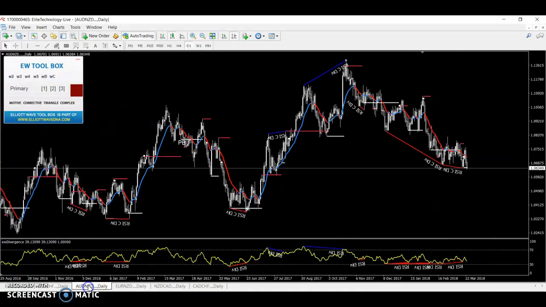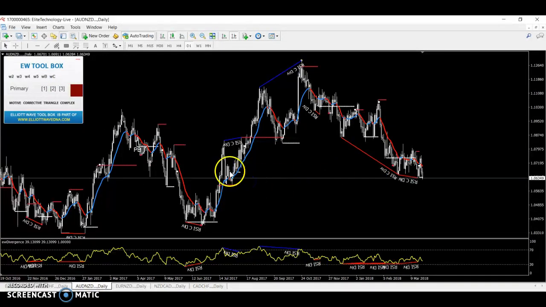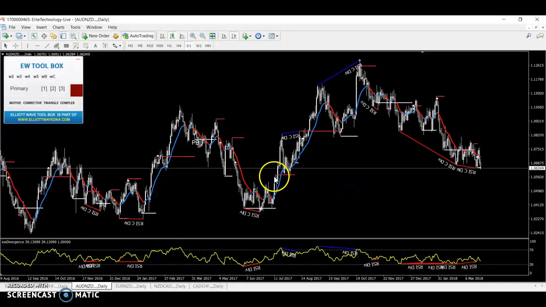Moving on to the next pair, that'd be Aussie New Zealand. Now taking a look at this one, this is a very choppy move, so that's not what we'll be labeling. Right here we'll be labeling the strong push up, followed by an ABC down. So taking a look here, you look for the bottom, that'd be this, and that's after some kind of ABC correction down, ABC. So you look here and start labeling.